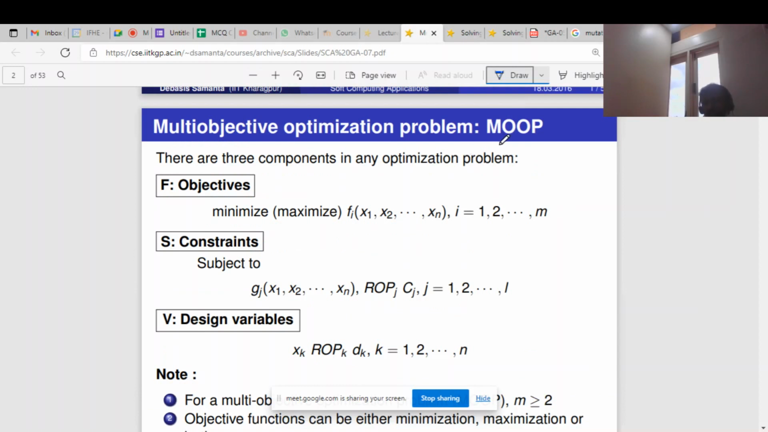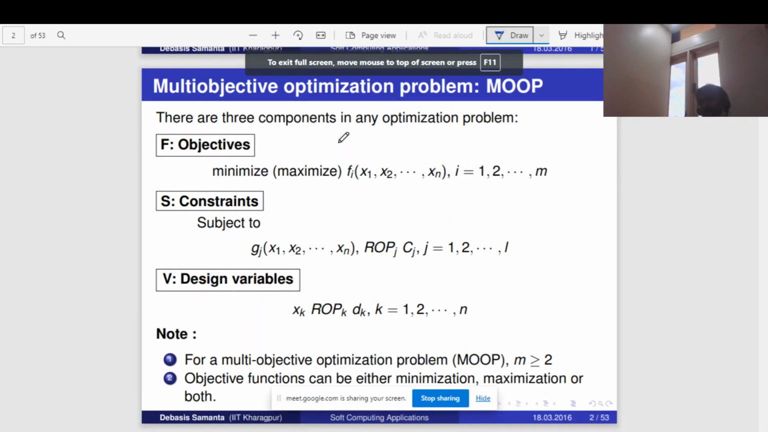So MOOP stands for multi-objective optimization problem. Basically, it is an optimization problem, but a multi-objective one. What does that mean? So far we have discussed optimization problems with only one objective function. But in real time, most optimization problems will have multiple objective functions. Such optimization problems are called multi-objective optimization problems.